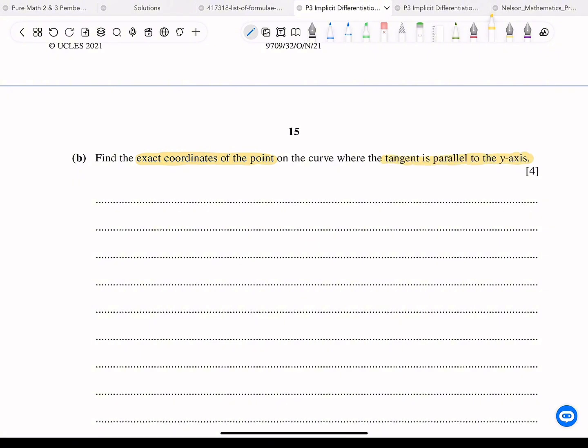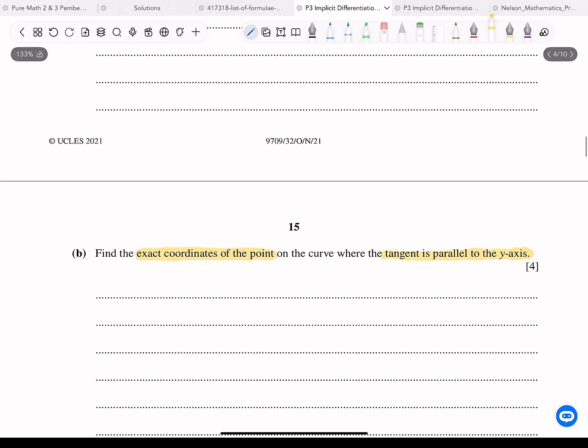The first one we did was parallel to the x-axis. This is parallel to the y-axis. So the point is that the denominator must be equated to 0. The denominator of your dy/dx must be equal to 0. But what if you forget in the exam room and you have to prove it? Don't worry, you can easily prove it.